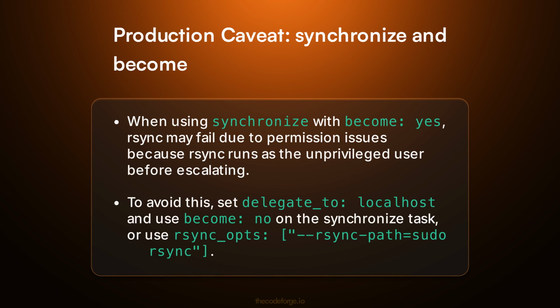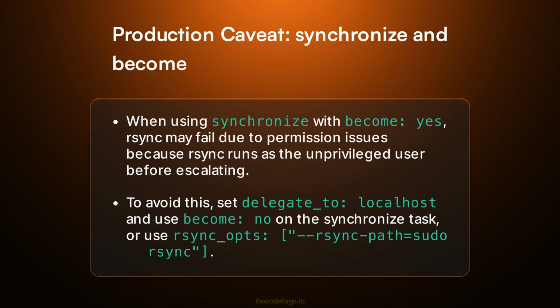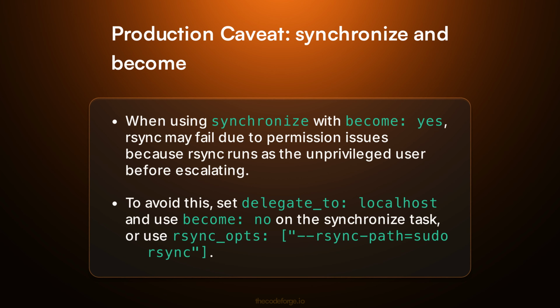When using synchronize with become: yes, rsync may fail due to permission issues because rsync runs as the unprivileged user before escalating. To avoid this, set delegate_to: localhost and use become: no on the synchronize task, or use rsync_opts: --rsync-path='sudo rsync'.